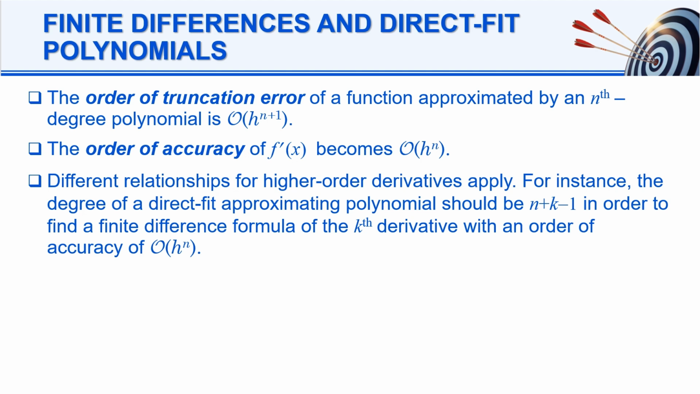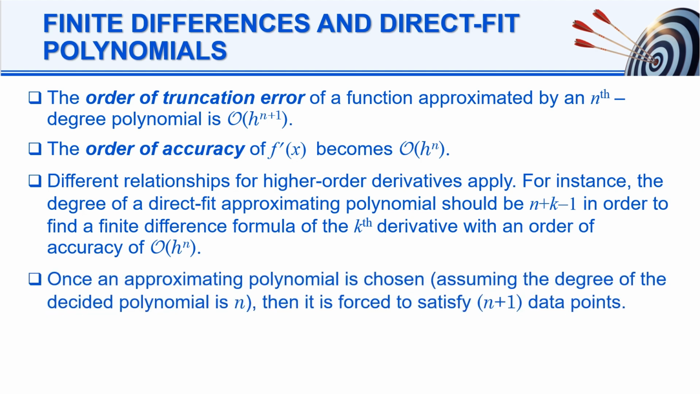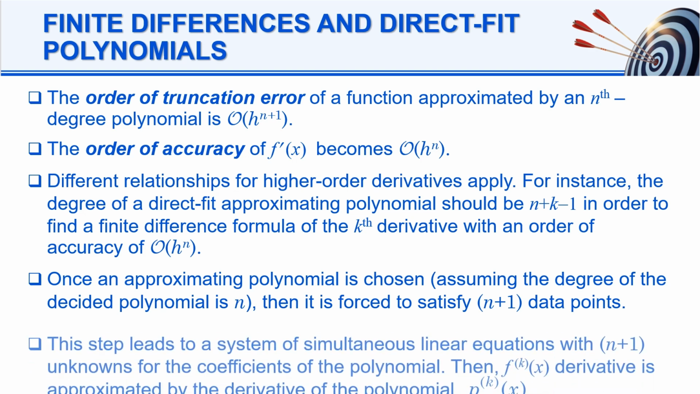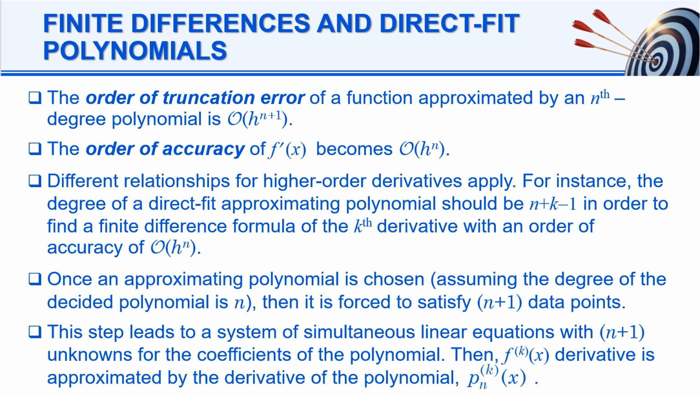Once an approximating polynomial is chosen, assuming the degree of the decided polynomial is n, then it is forced to satisfy n plus 1 data points. This step leads to a system of simultaneous linear equations with n plus 1 unknowns for the coefficients of the polynomial. Then, the kth derivative of f(x) is approximated by the derivative of the nth degree polynomial.